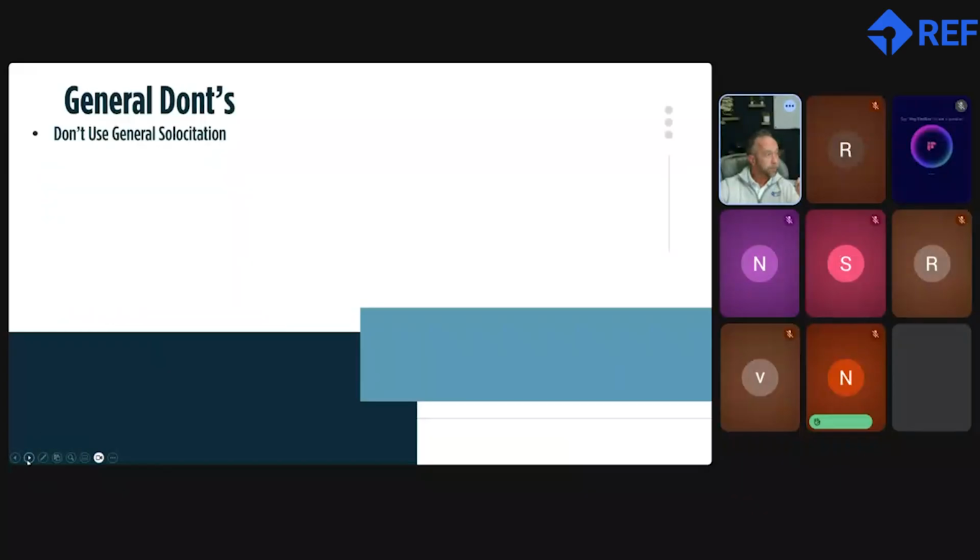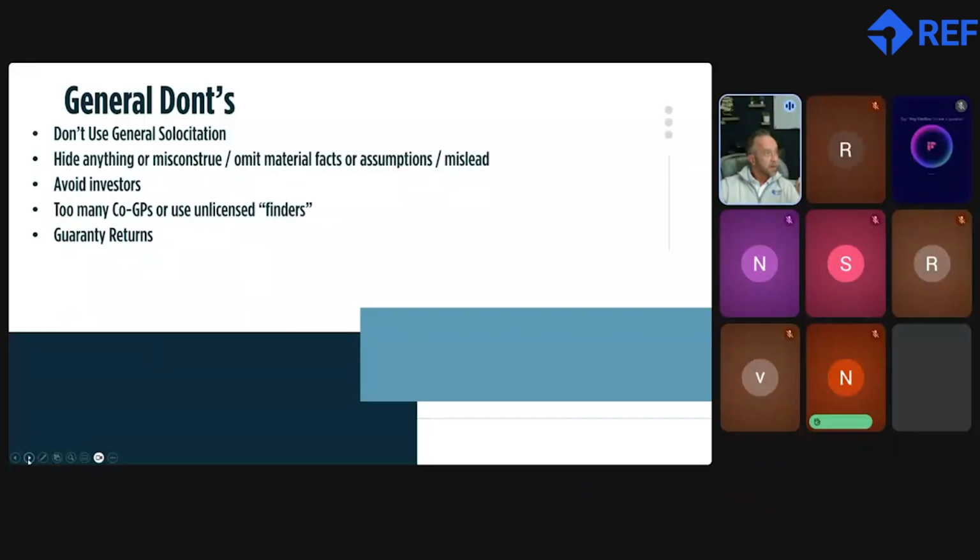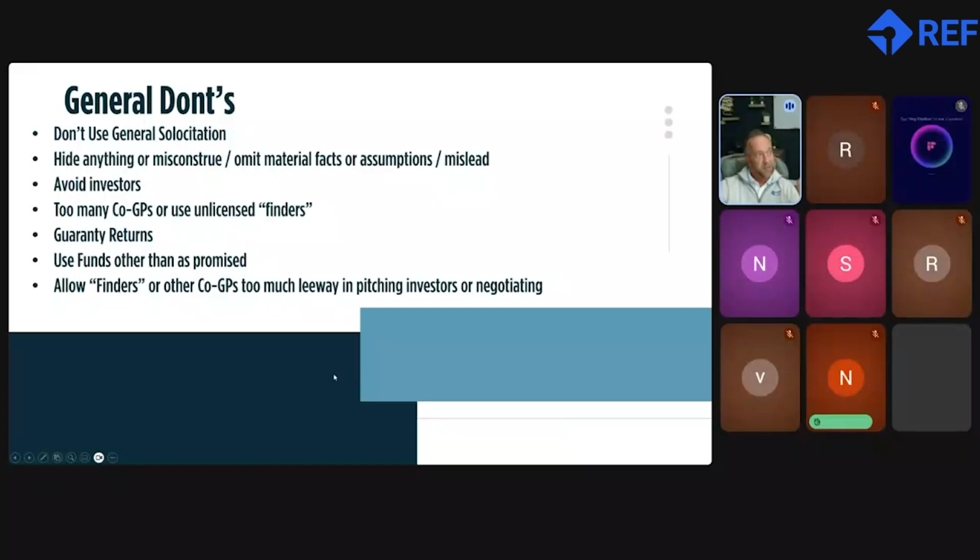Okay, so when I say don't use general solicitation, that's only if you're 506(b). I didn't really get into that too much, but in Reg D, you have 506(b) and 506(c). 506(b) is where you go to your pre-existing network. So you have to have a pre-existing substantive relationship with your investor prior to raising money from them. You can't go outside of that network. You have to have that relationship for that exemption to apply.